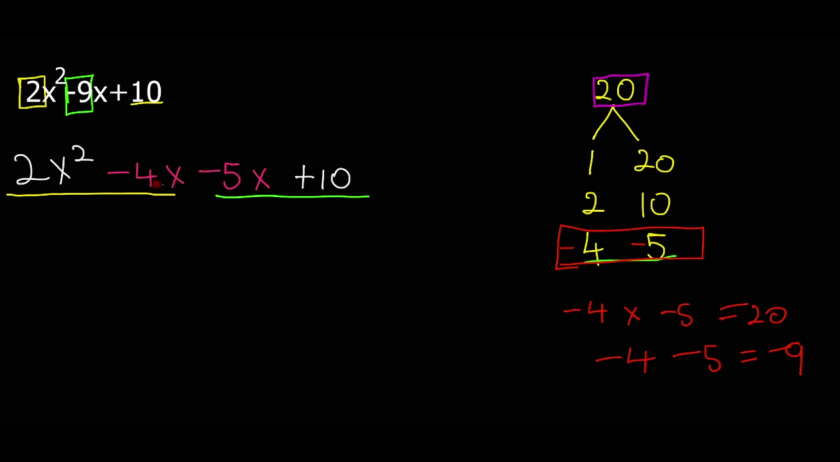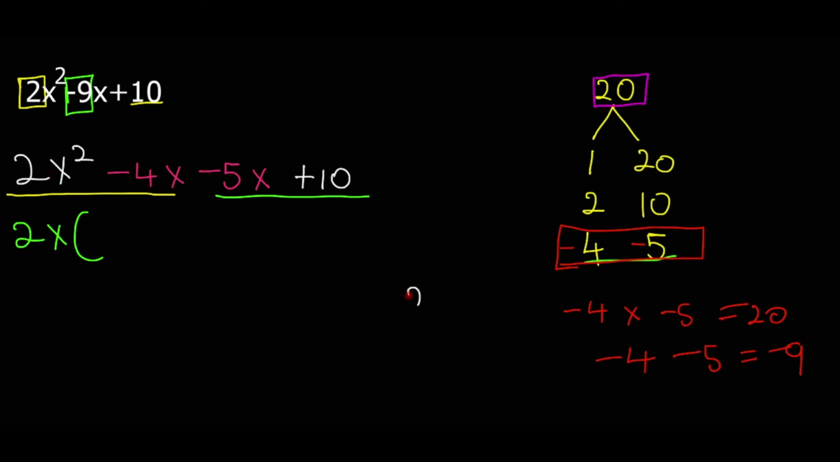We can group 2x squared with minus 5x, or we can group minus 4x with 10. So it's all up to you. The order doesn't matter, as long as you get a common factor for your first 2 terms. Now the highest common factor of 2x squared and minus 4x is 2x, and then from here we will divide each term by our common factor.